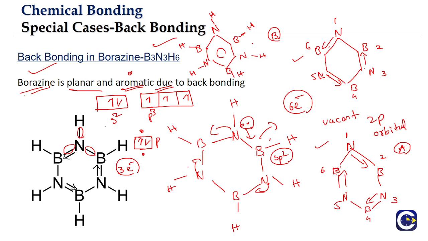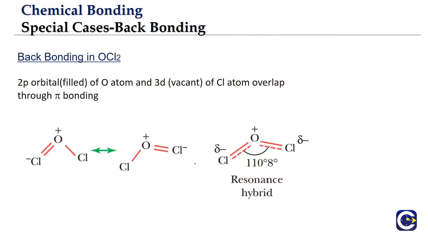Okay, they will have resonance, and we'll see some of the other conditions also required for a compound to actually be acting as an aromatic substance. But this is how we'll see back bonding in the case of the borazine, B3N3H6.